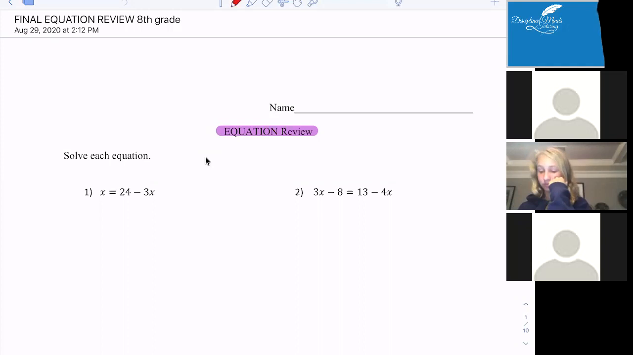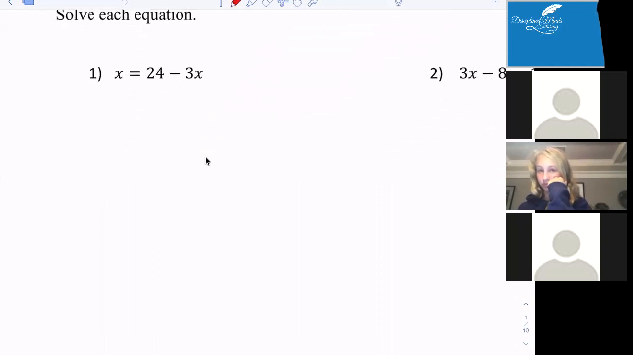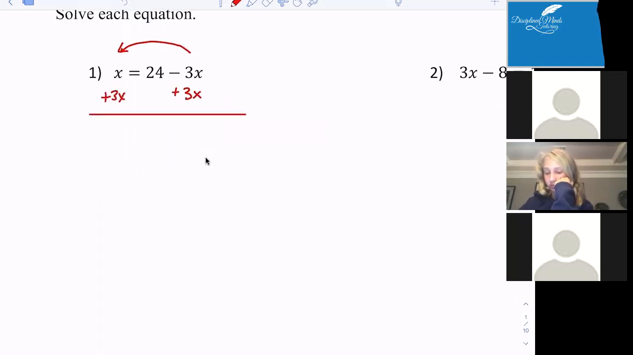Now, what I want to do here is start. Remember, I want variables on the left, so I'm going to move this over. I'm going to add 3x to both sides. That gives me 4x equals 24.